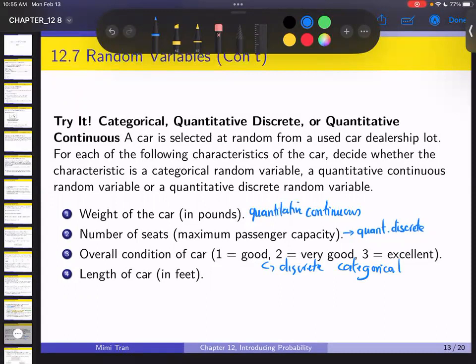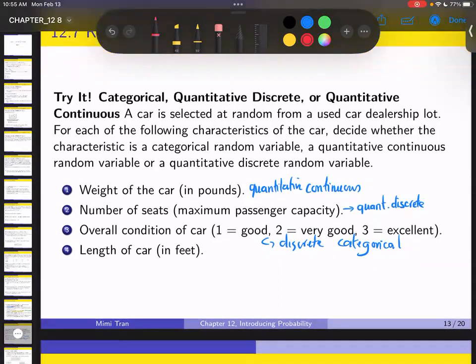Length of cars in feet. Like I said, height, weight, times, temperatures, they're all quantitative continuous. So that's the example of discrete random variable versus continuous random variable.